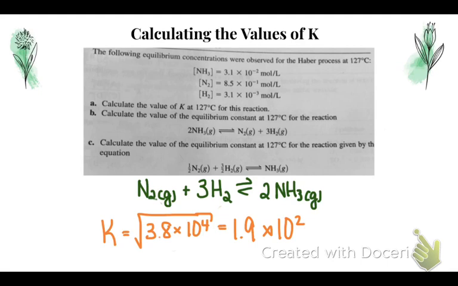One other thing I want to mention is if we multiply the coefficients by a common factor, then we would raise K to that power. So if I multiplied through by 2, I would raise the K value to the second power. If I multiplied by 3 all the way through, then I would raise K to the third power. So dividing, I take the corresponding root of K. Multiplying, I raise K to that power.